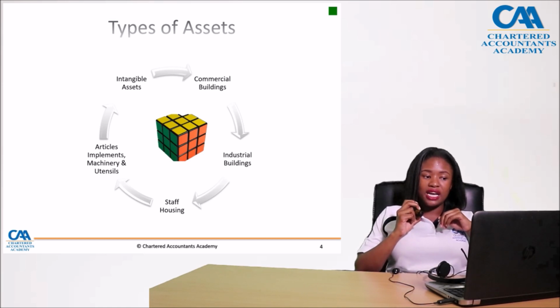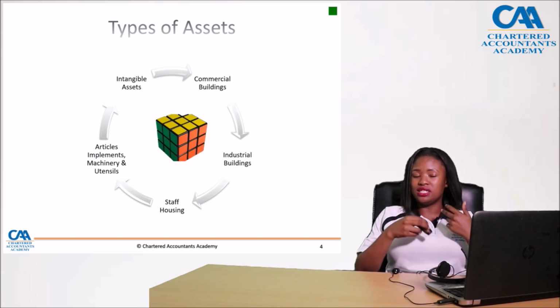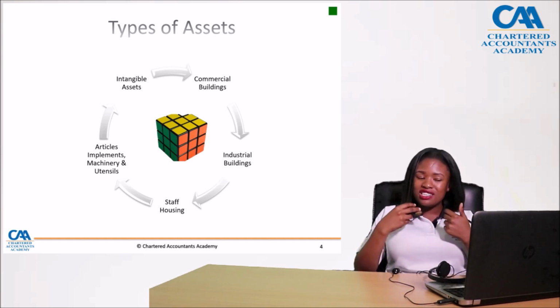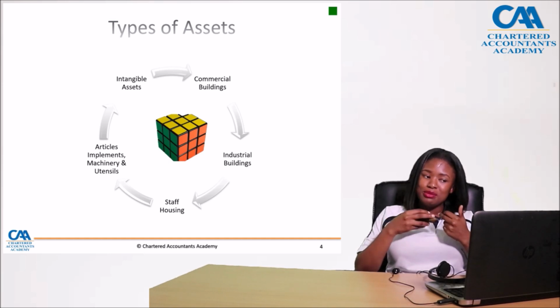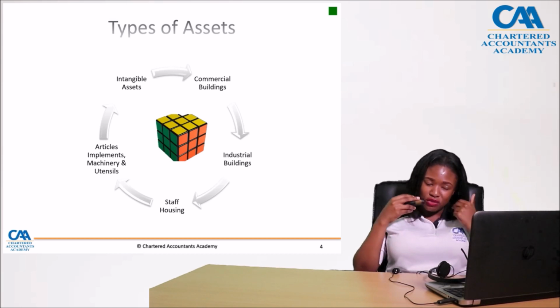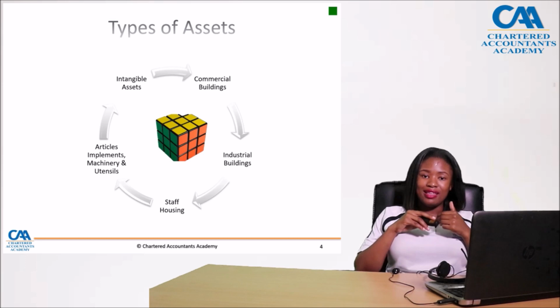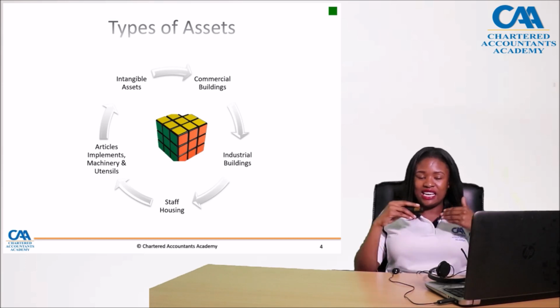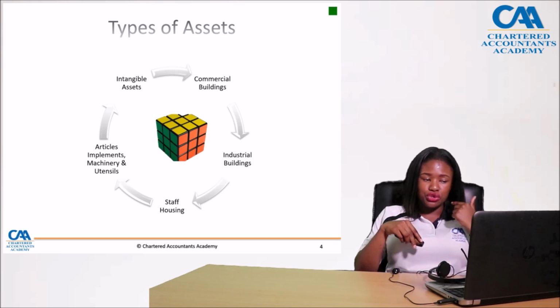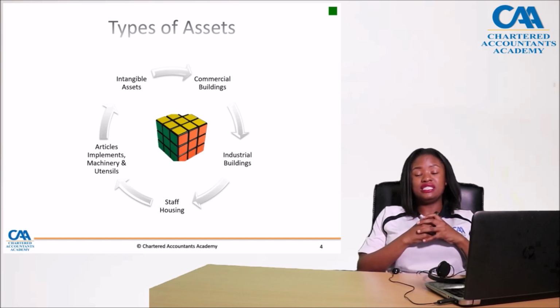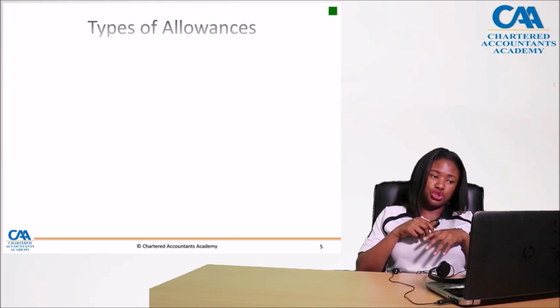There are some which are in your module and some which are also in your legislation handbook. So if a particular asset does not meet any of these types of assets which are mentioned in the fourth schedule, then it does not get any capital allowances. This is how important it is for you to know the types of assets that are there. Then we also have the different types of allowances that you should know.